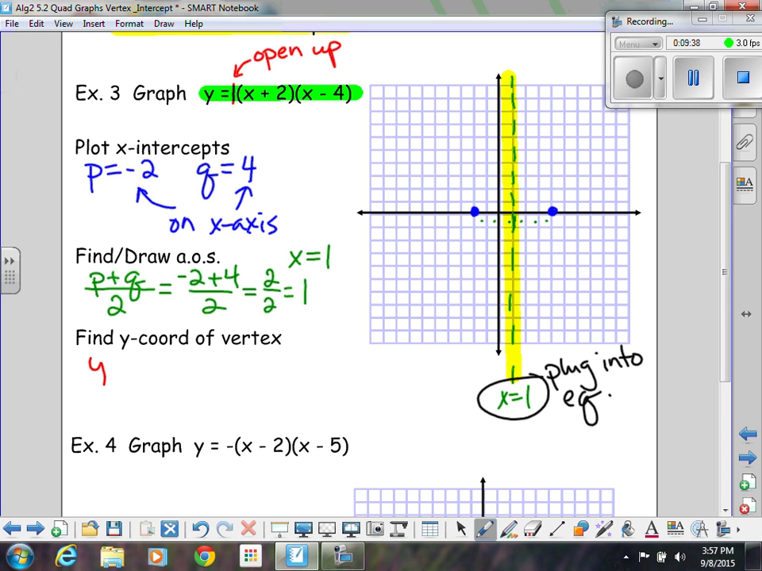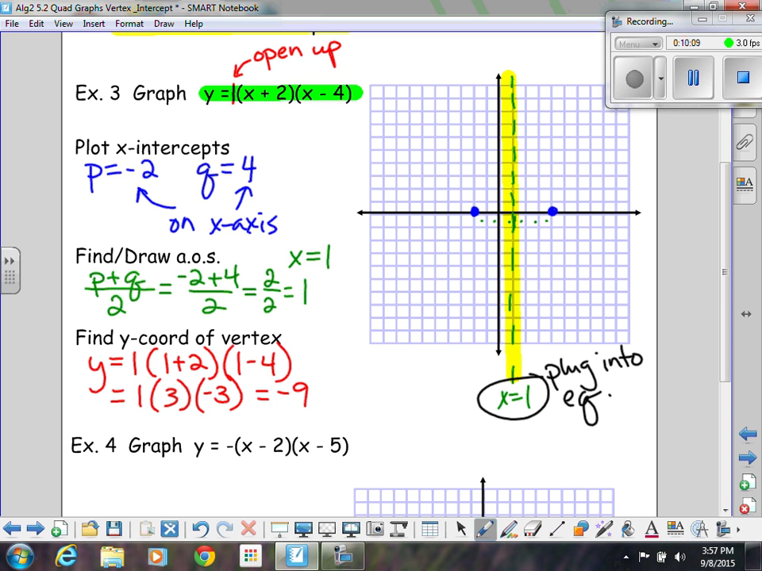So I'm going to have y equals, you don't have to write the 1, you can. But now instead of x, I'm plugging in my axis of symmetry. My axis of symmetry was x equals 1. So I'm going to plug in 1 plus 2 and then I'm going to plug in 1 minus 4. Notice I plugged in 1 everywhere where I saw an x. Now we're just going to evaluate. So I'm going to have 1 plus 2 is 3. 1 minus 4 is negative 3. So if I multiply all those together, that gives me negative 9.